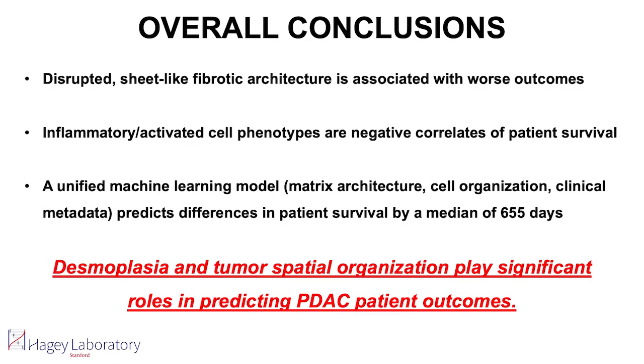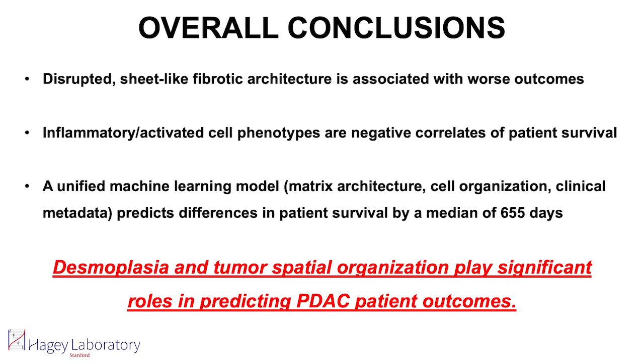So the overall conclusions from our study were that we found this specific disrupted and sheet-like matrix architecture that was associated with worse patient survival and disease recurrence. Then next, by analyzing cell spatial organization, we found an axis of inflammatory cell interactions that drove worse survival. And finally, we were able to create unified machine learning models that pulled in all this data and predicted patient survival in an independent cohort by nearly 2 years.